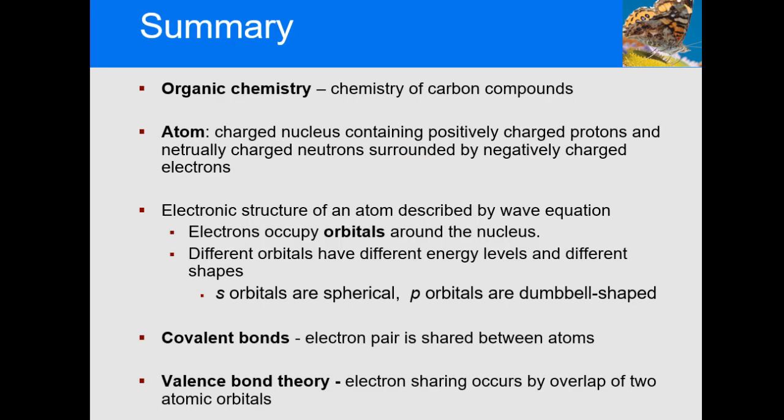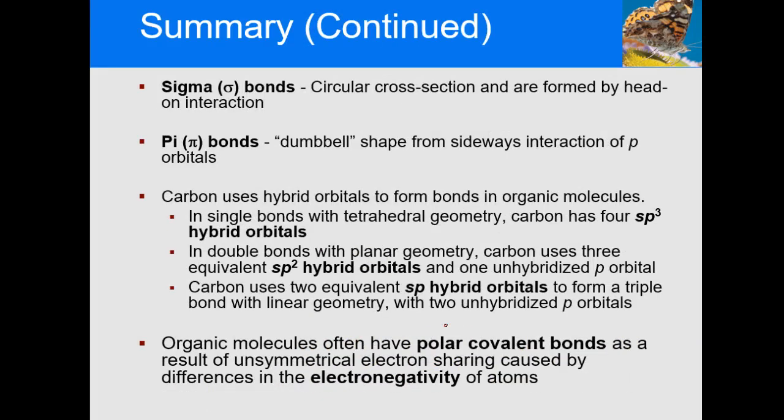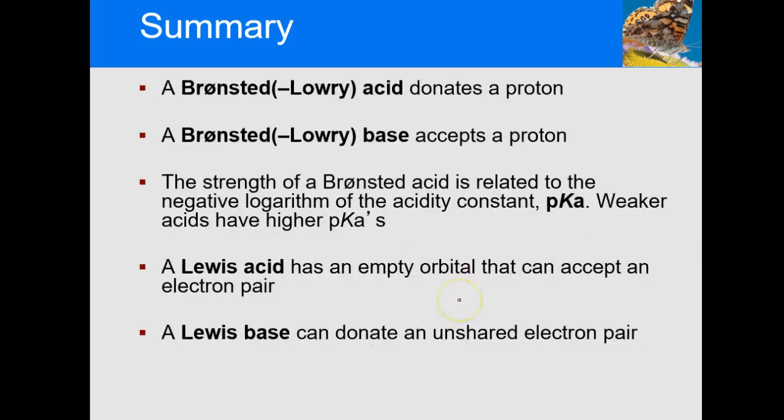This slide is a summary of the chapter. It tells you organic chemistry is the chemistry of carbon compounds, what an atom is, electron structure and orbitals, what a covalent bond is, sharing electrons. Valence bond theory is where a bond is basically an overlap of these orbitals. Difference between sigma and pi bonds, hybridization. By now hopefully you're experts at hybridization. And then they talk about electronegativity, bond polarity, what Bronsted-Lowry acids and bases are, and the difference between a Lewis acid and a Lewis base. And that's the summary of the chapter.